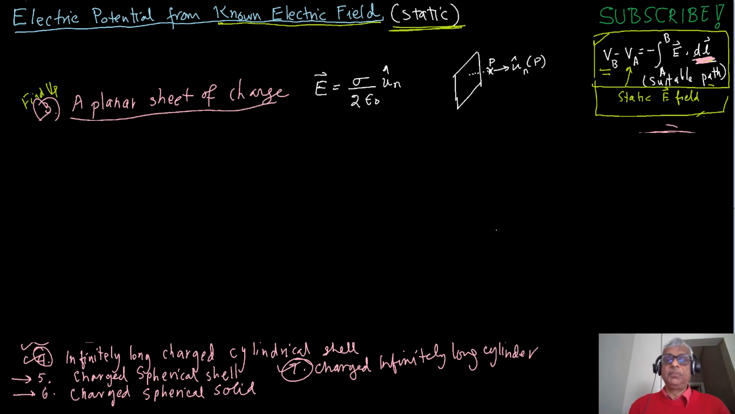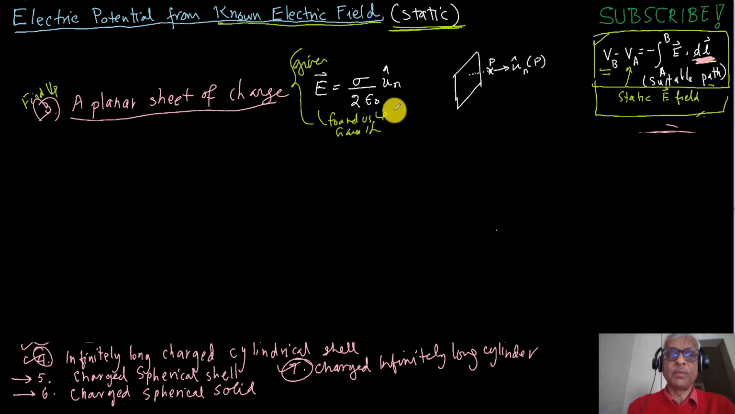This is a very important problem, and it appears a lot in applications. So here is, this is given as before. This is given. How is it found? Again, you can use Gauss's law. So it is found using Gauss's law.